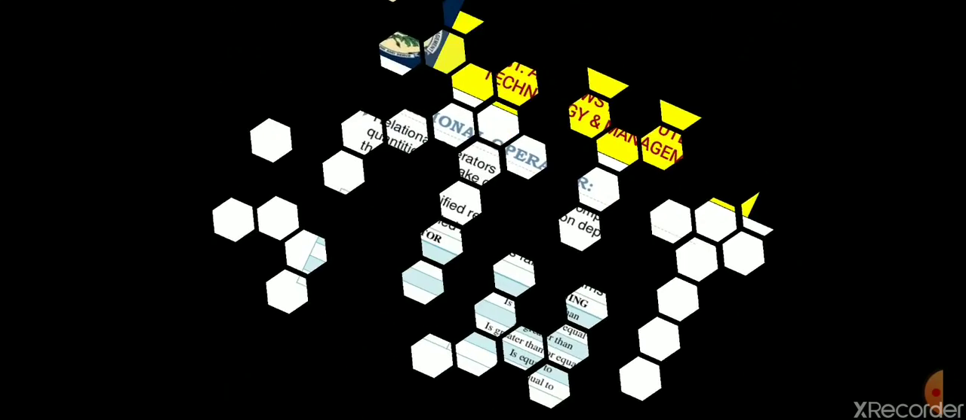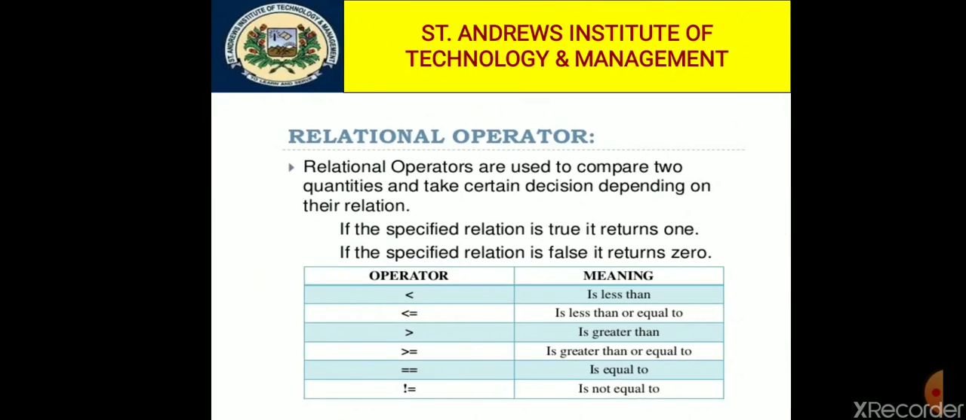The next one is relational operators. Relational operators are used to compare two quantities and take certain decisions depending on their relation. That means operators used to compare two operands are termed relational operators. These operators are used to test the relation between two values. If the specified relation is true, it returns 1. If the specified relation is false, it returns 0. In the slide, we have multiple operators: less than, less than or equal to, greater than, greater than or equal to, is equal to, or is not equal to.